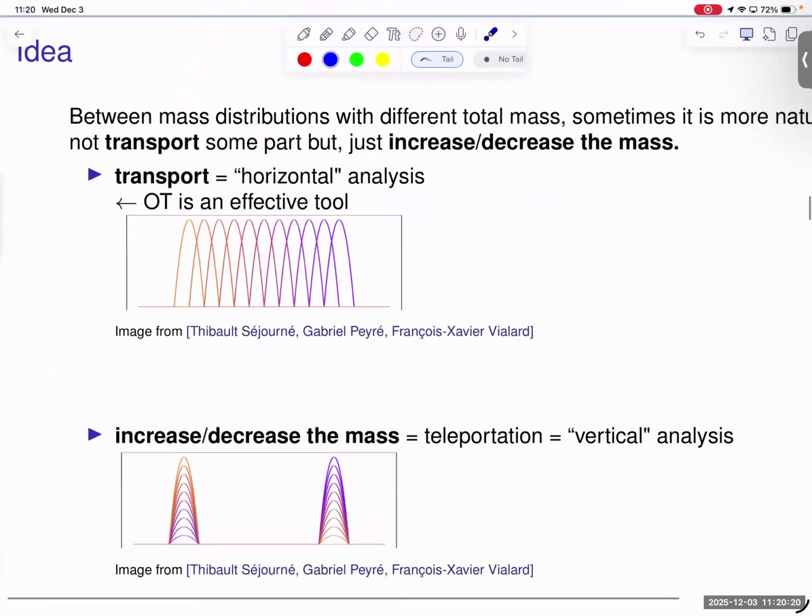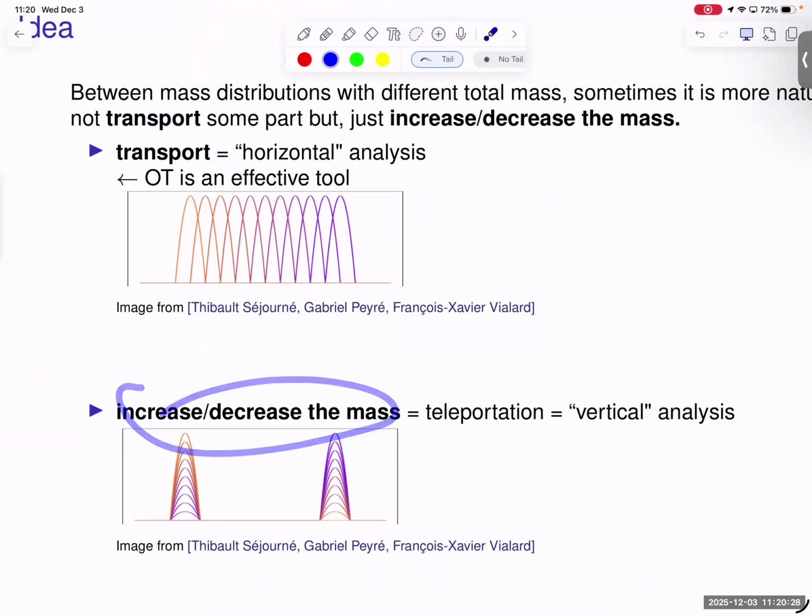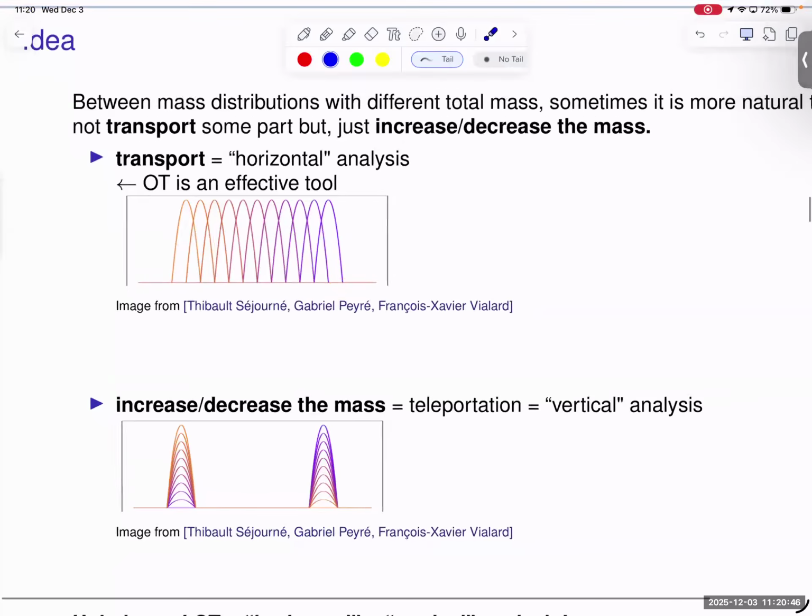So the idea of unbalanced mass transport is to combine this transport and the increase and decrease of mass. In other words, you combine this horizontal and vertical analysis together. That's the main idea of the whole business.